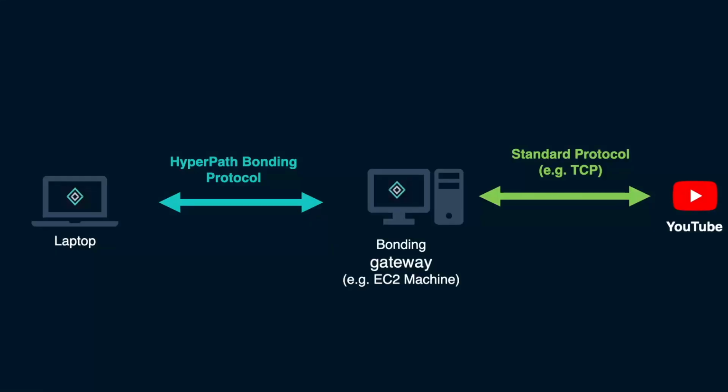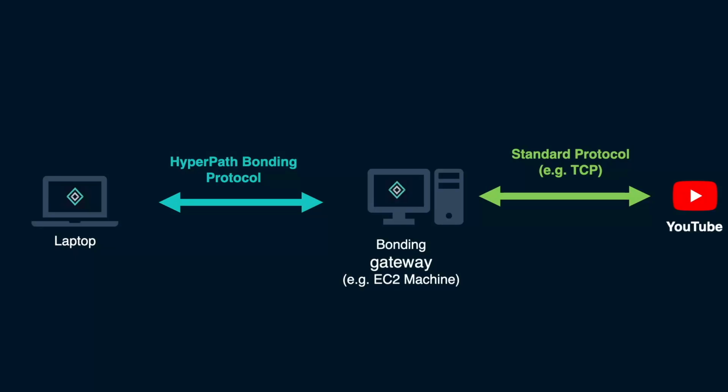So let's start off by explaining what the bonding gateway does. The bonding gateway acts as a traditional VPN gateway in that it splits the connection into two parts. One part between itself and the client, which is in this case the laptop, and this part uses the HyperPath bonding protocol. And then the second part of the connection is between itself and the destination server, which in this case is YouTube, and that uses a standard protocol, for example, TCP.